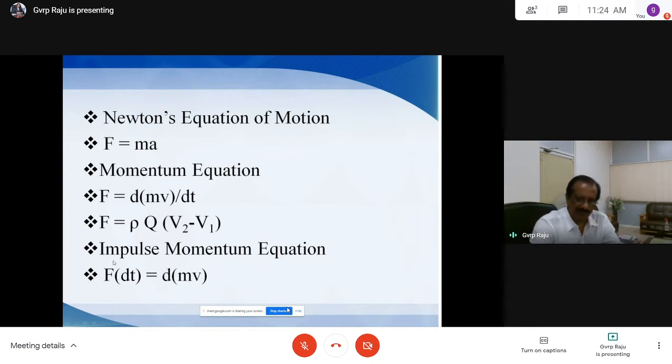Impulse means the force acting in a short interval of time. So the force in a small interval of time dt is called impulse. And this is change of momentum, not rate of change of momentum. Some students write it wrongly here. I have taken dt to this side, so this is only change of momentum. So change of momentum is equal to the force acting in a time dt. The direction of force acting and the fluid moving are in the same direction.